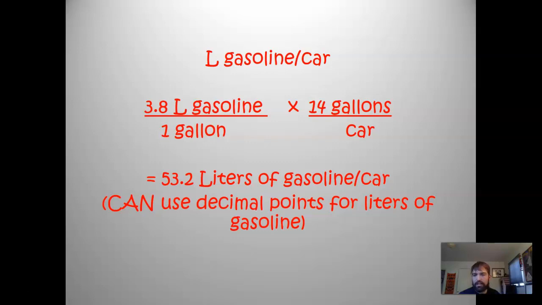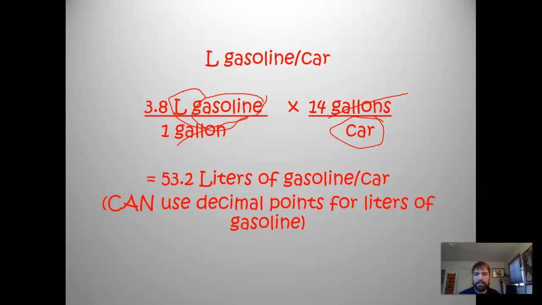And you'll see here that these will cancel. So you're left with liters of gasoline per car. So you get 53.2 liters of gasoline per car.